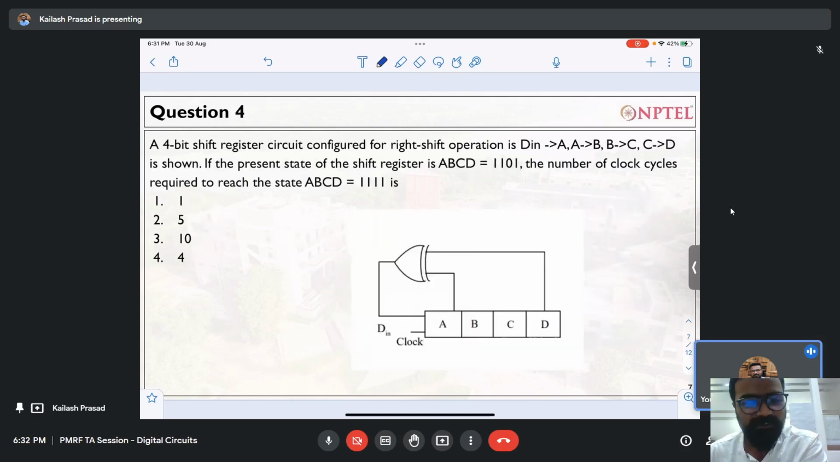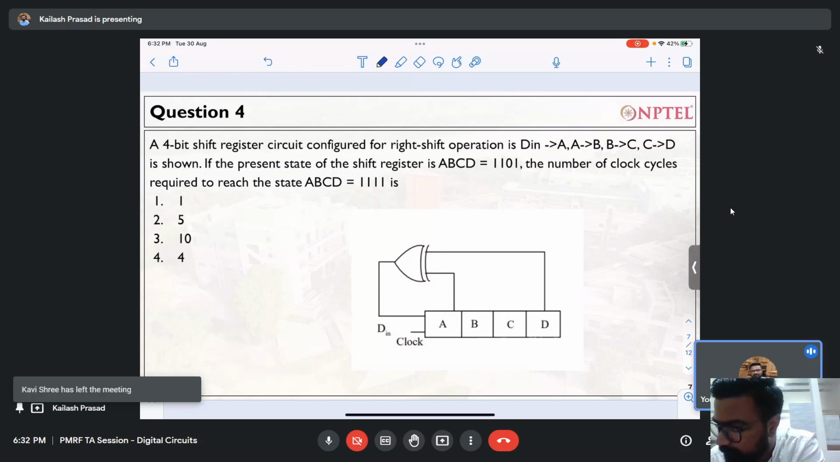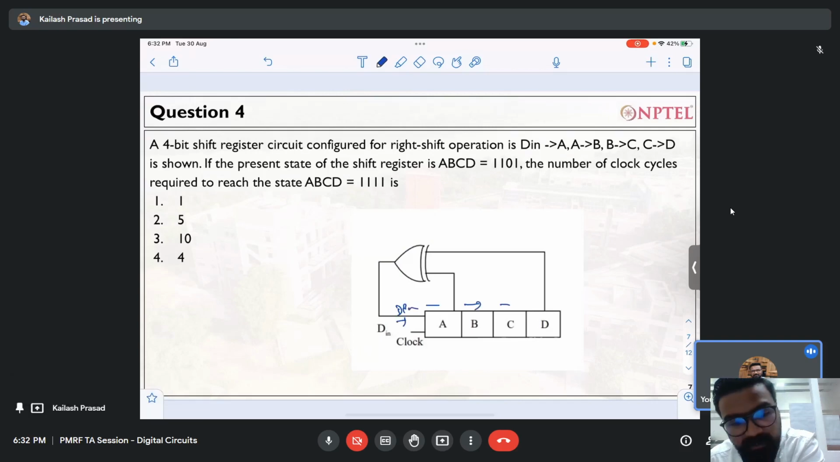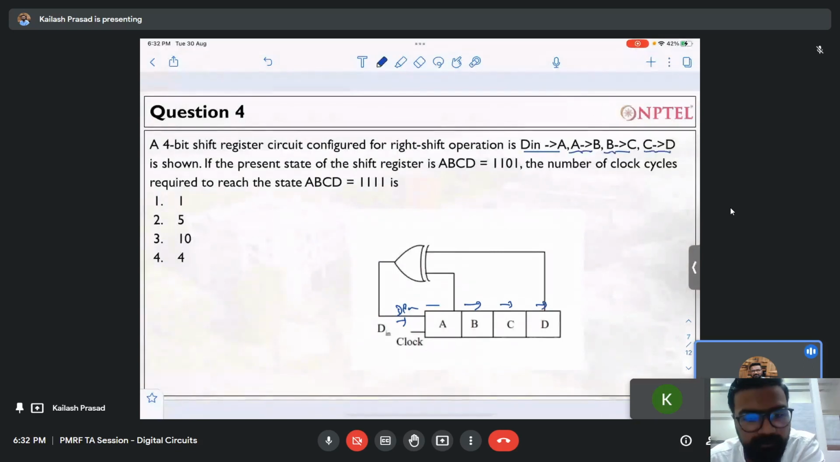Moving to the fourth question, which is a very interesting one, I want the answer from the students. It's a 4-bit shift register. Everybody knows what a shift register is. Whatever data you provide at the data in, in every clock cycle the data will be shifted. Data will keep on shifting, and the sequence of shifting is: D in will first go to A, then A will go to B in the next clock cycle, B will go to C, and C will go to D.